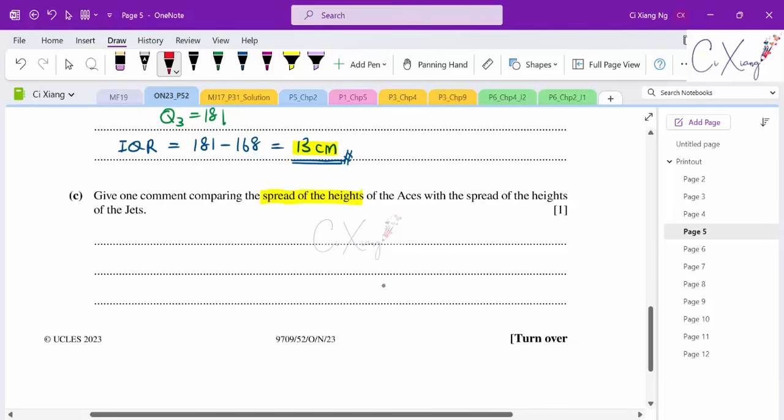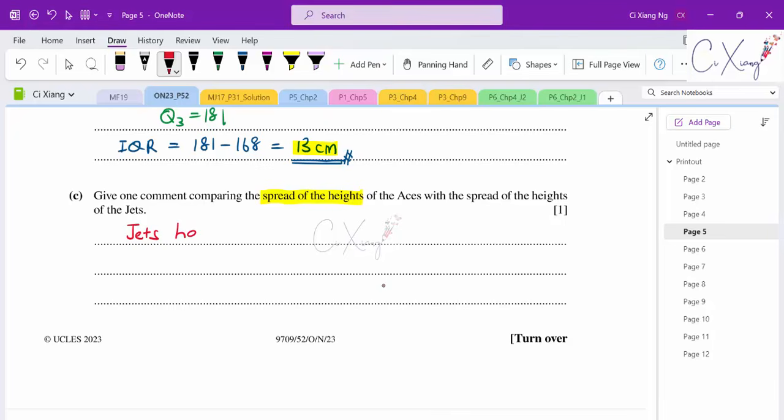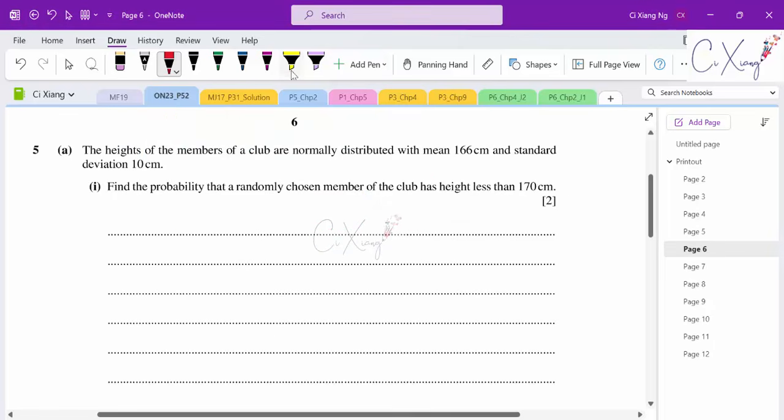Usually how I write it out is I try to use very simple words or a simple statement. So I'm saying that Jets have a wider spread in heights for the players. Try to make your statement simple and easy to understand. Okay, so this is basically how we solve this question.